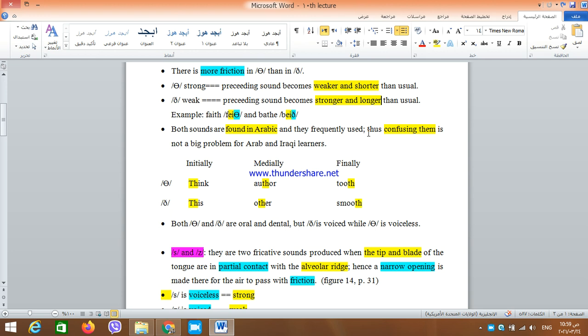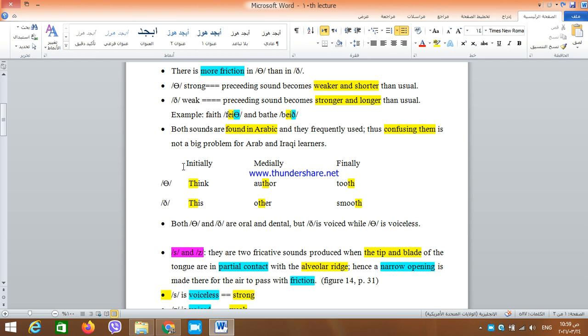We cannot confuse th with the. In other languages, this might be possible, but in Arabic, we don't have that big problem in the pronunciation of these two sounds, or we don't have that possibility of pronouncing the instead of the and the instead of the. We have different difficulties, but hopefully not in Iraqi Arabic, maybe in other accents of Arabic.